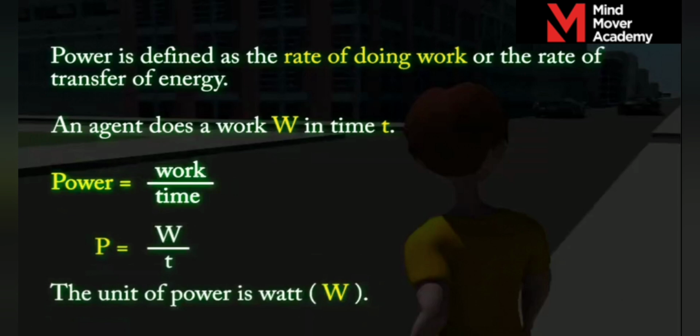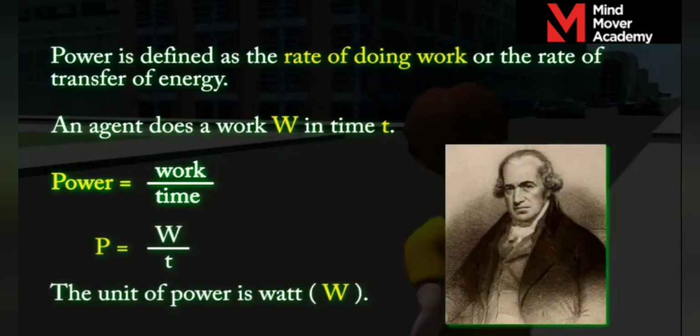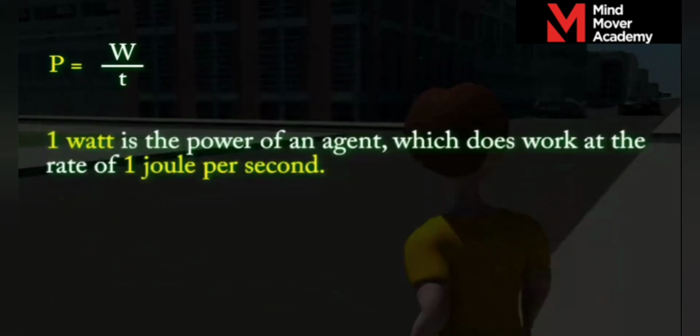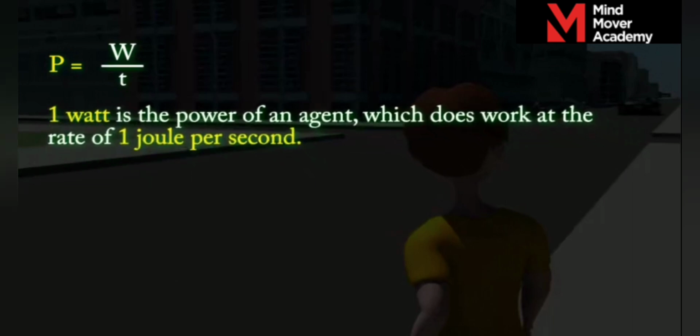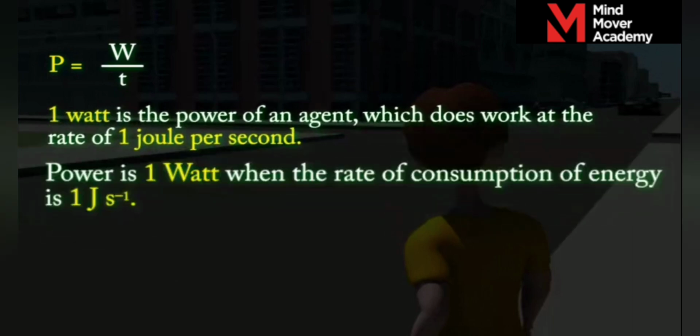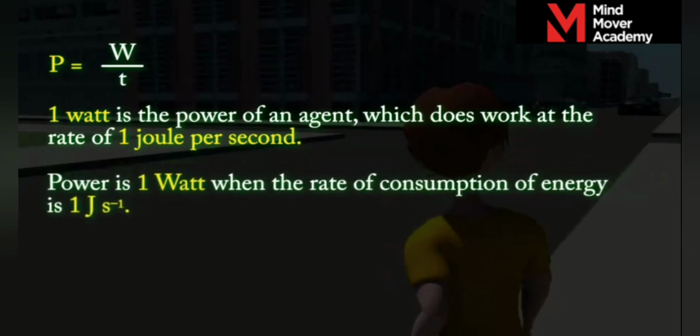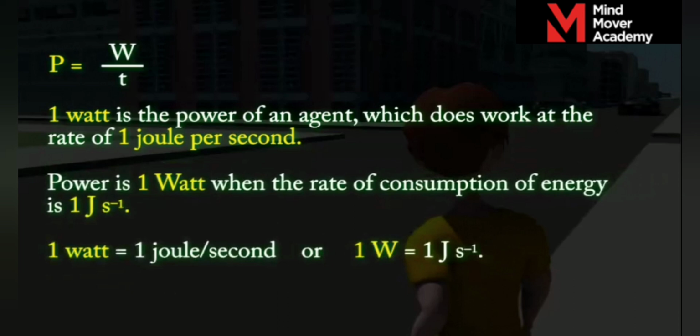The unit of power is watt or W in honor of James Watt. One watt is the power of an agent which does work at the rate of 1 joule per second. We can also say that power is 1 watt when the rate of consumption of energy is 1 joule per second. 1 watt is equal to 1 joule per second.